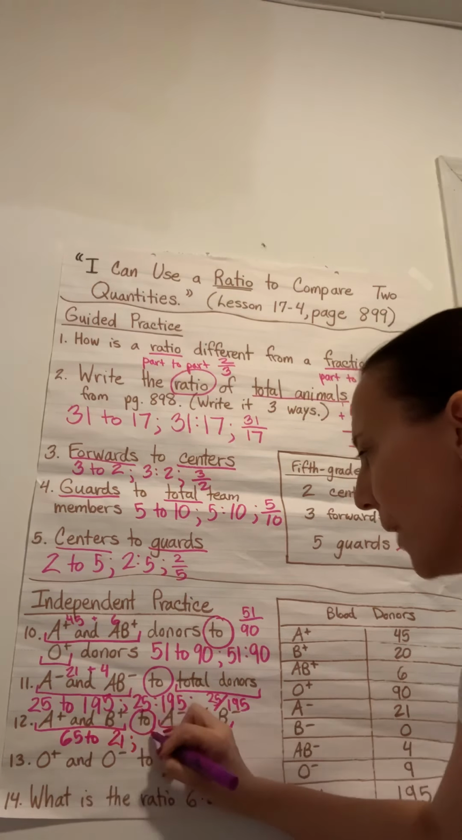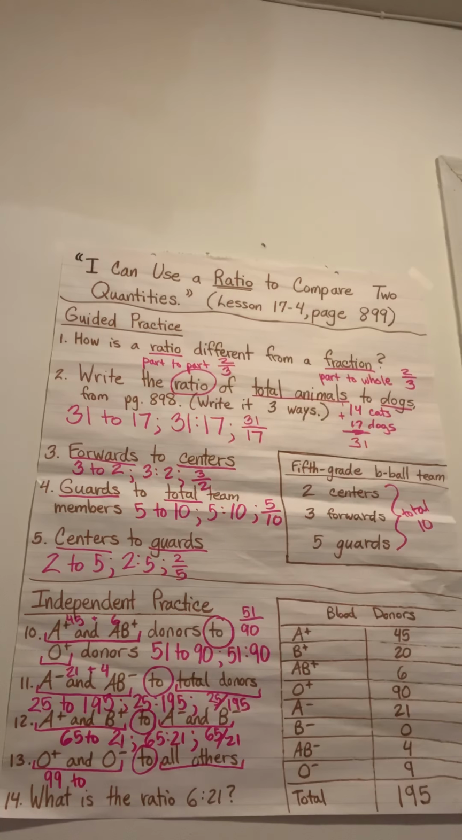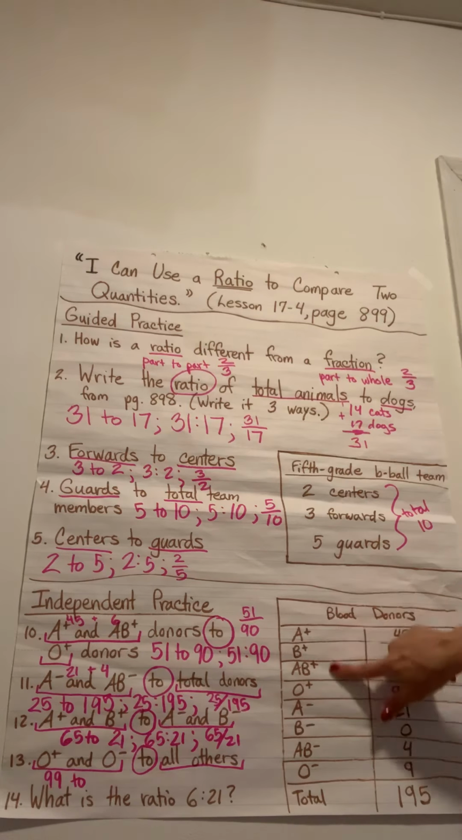And number 13. Okay, similar. Here's the first part because there's my 2. And then, ooh, that's a little different. All right, let's figure out the first part first. O positive is 90 and O negative is 9. So this first part is 99. 2, all others. I do not see a row called all others. So they have not been as nice this time.